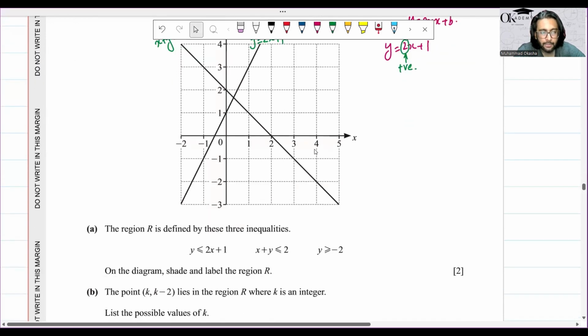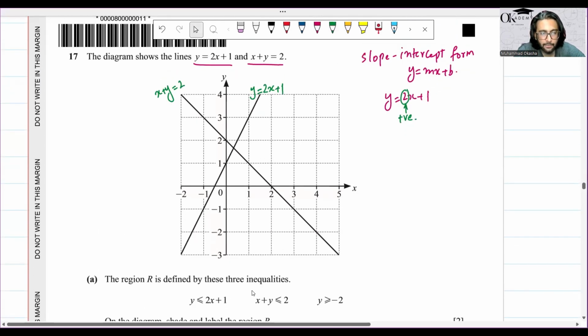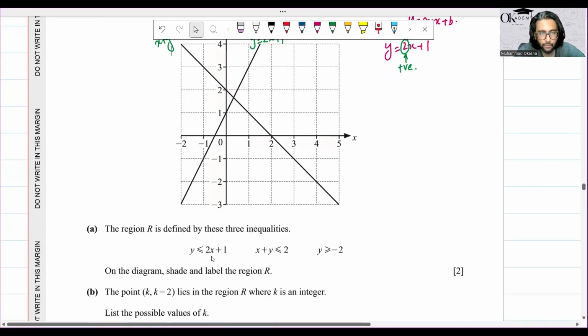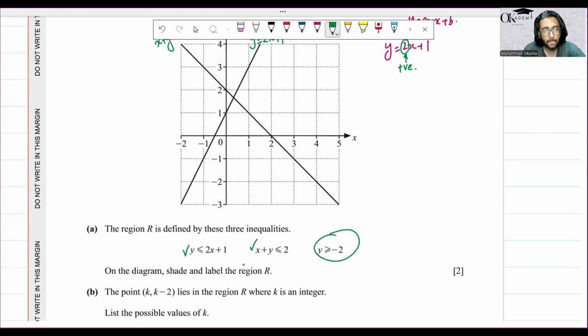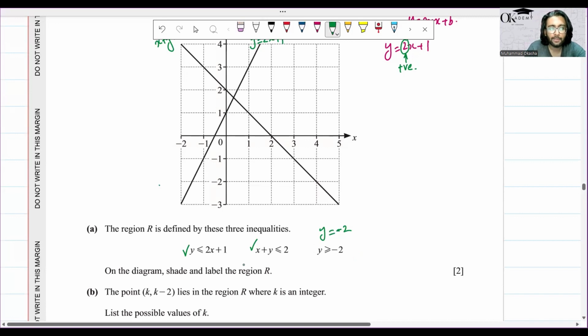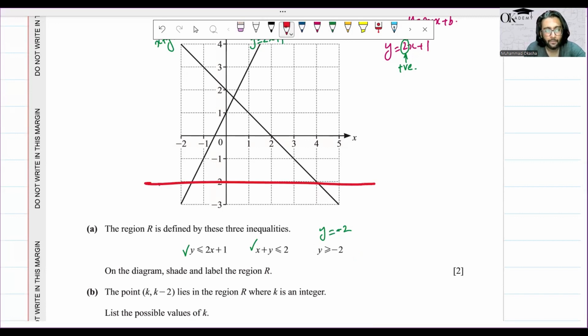So the region R is defined by these 3 inequalities: y less than or equal to 2x plus 1, x plus y less than or equal to 2, and y greater than or equal to -2. On the diagram, shade and label the region R. This line is drawn on the graph, and this line is not drawn. So I'll first draw the line associated with y greater than or equal to -2, which is y equals -2. This line is y equals -2.